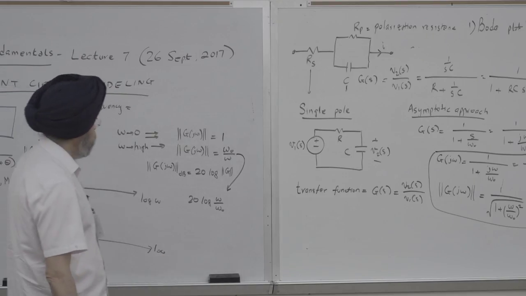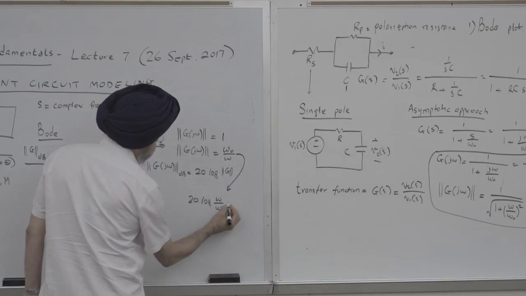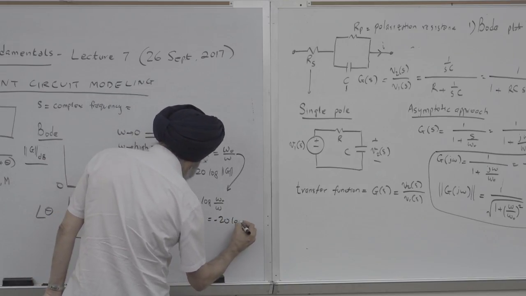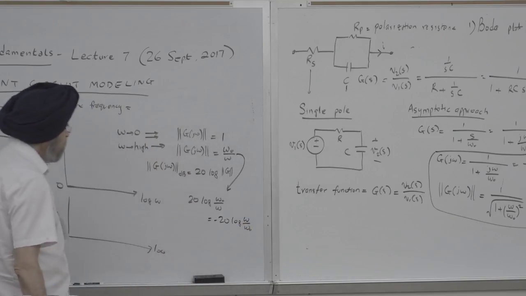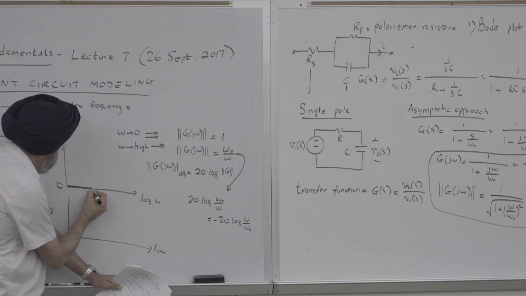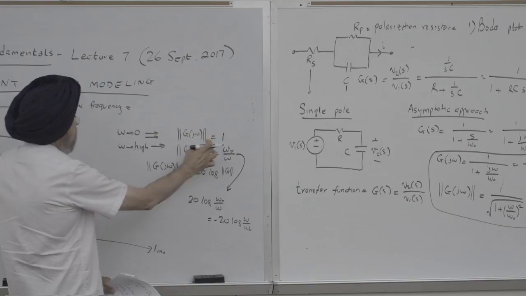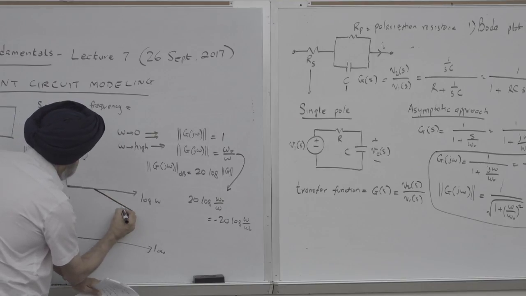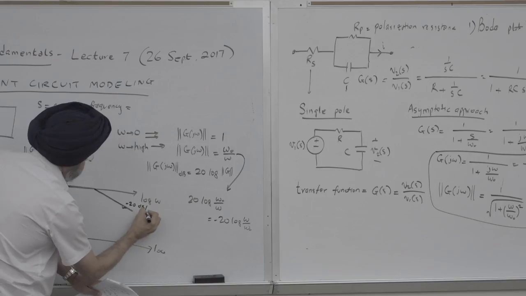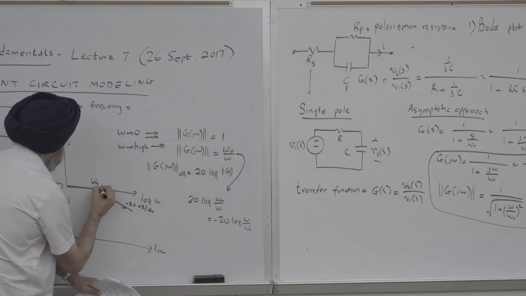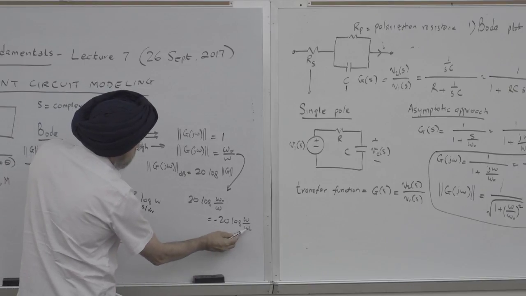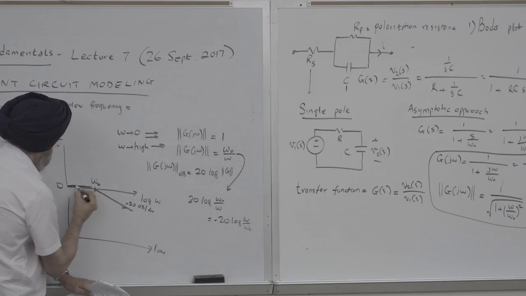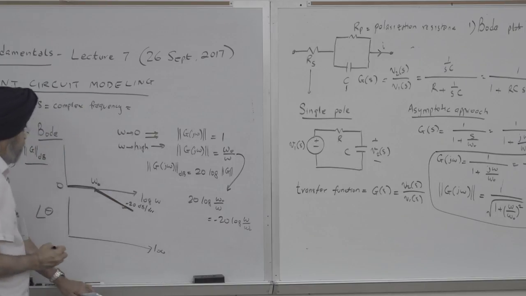So let's see, did I make a mistake over here? Oh yeah, I should have put omega naught over omega, right? And this is minus 20 log of omega over omega naught. So notice that in the low frequency range, the dB value is 0 because of this 1. So 20 log of 1 is 0. In the high frequency range, the slope is minus 20, so this is minus 20 dB per decade. And this is omega naught. So when omega is equal to omega naught, this term is 1, and 1 times minus 20 is 0. So this is the Bode magnitude plot.